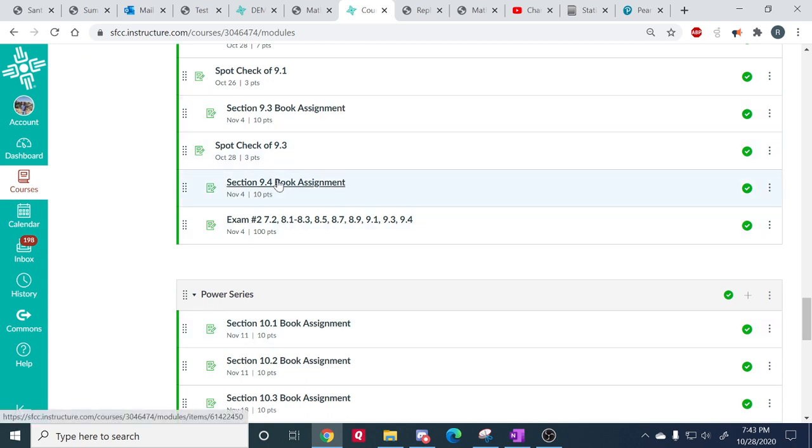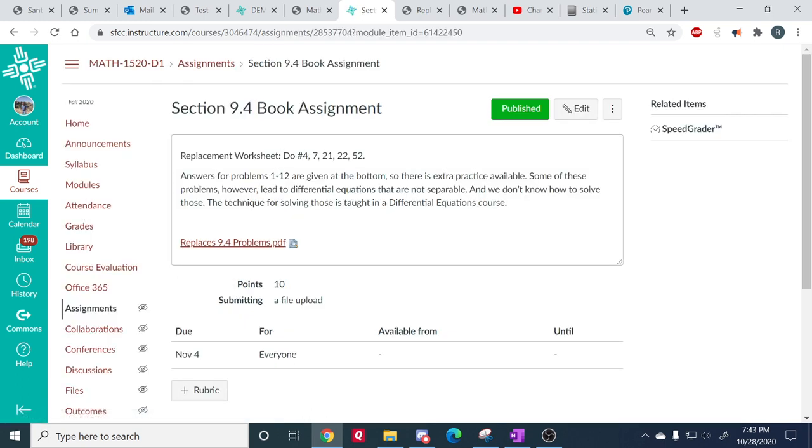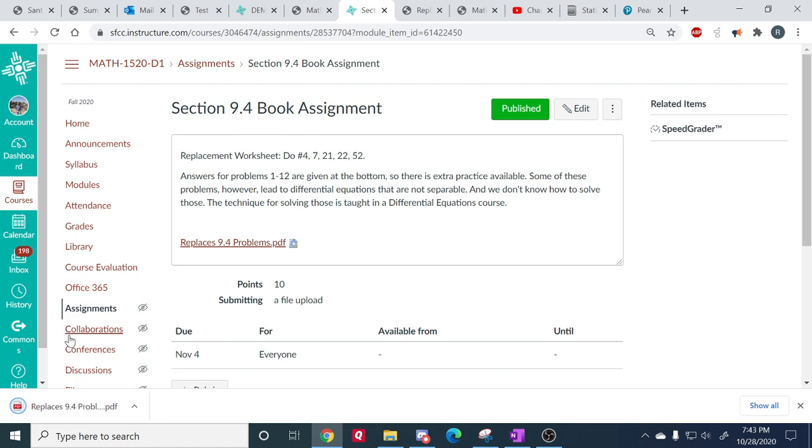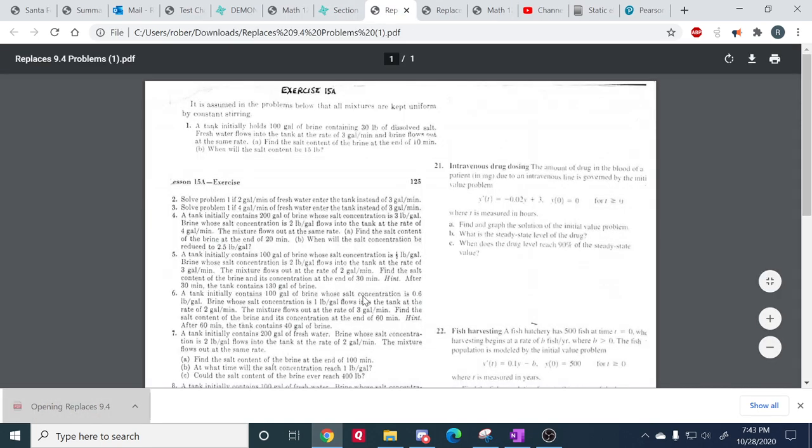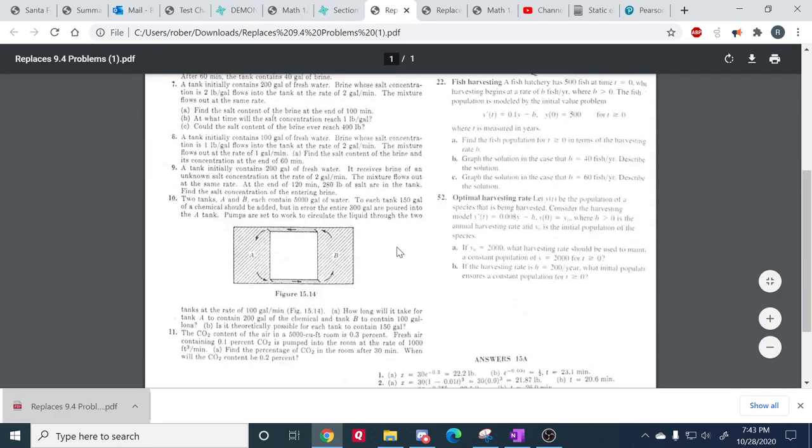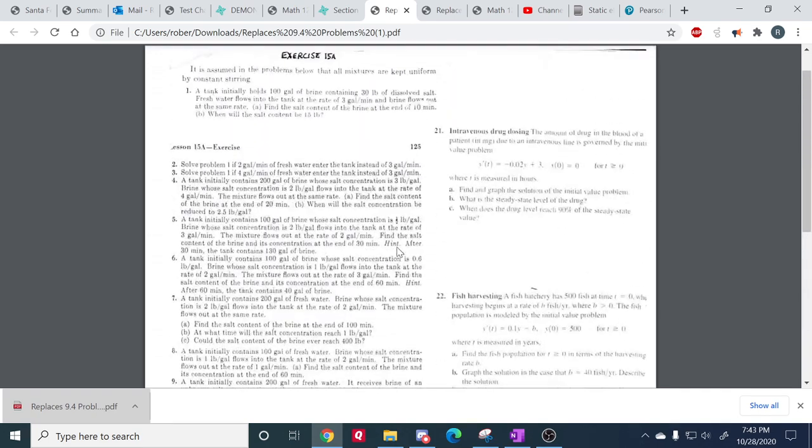And if you go to the 9.4 book assignment, it says there's a replacement worksheet. And you're only going to be doing these problems, 4, 7, 21, 22, and 54. And if you click on this, it downloads the PDF. And sorry about the quality on this.